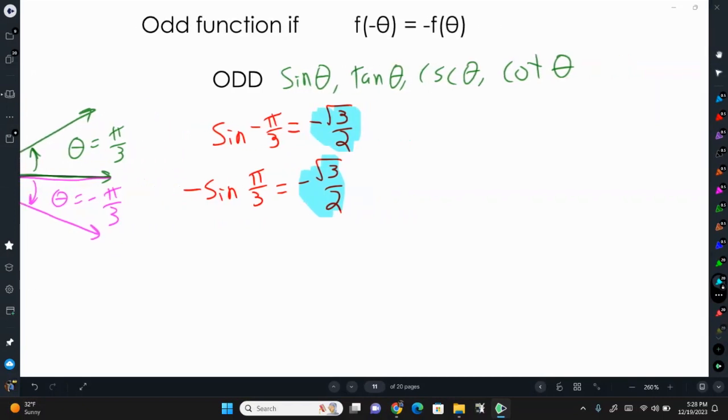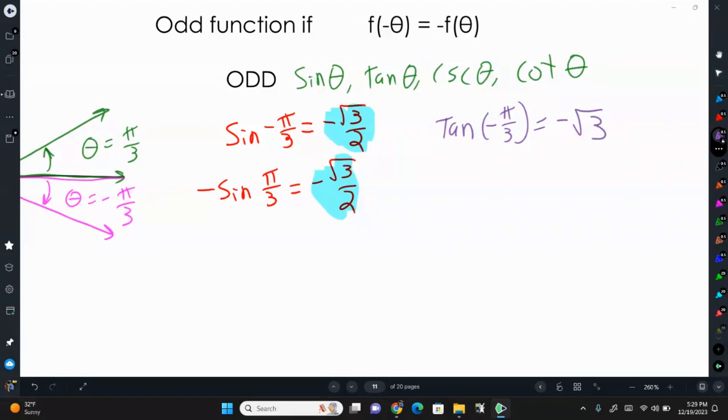And then let's go in further and look at tangent. The tangent of negative pi over 3 is going to be negative square root of 3. And then the negative tangent of positive pi over 3. Well, the tangent of positive pi over 3 is the square root of 3. Negative in front makes it negative square root of 3. So again, since these match, this is an odd function, which means the reciprocal functions are odd too, cosecant and cotangent.